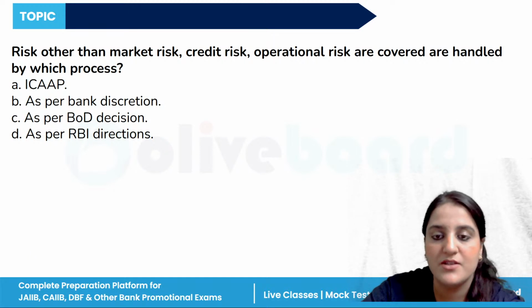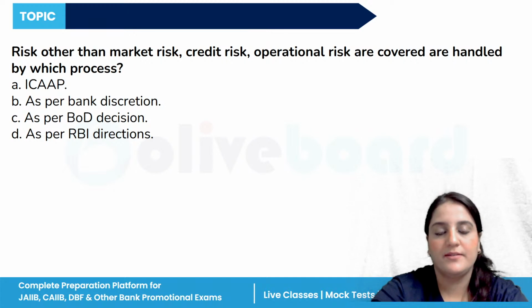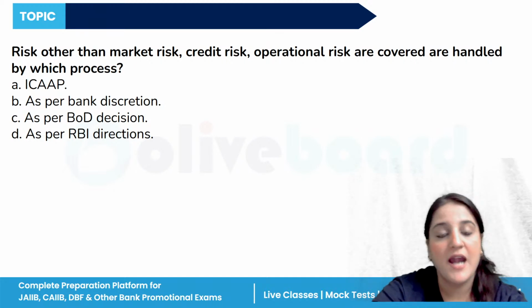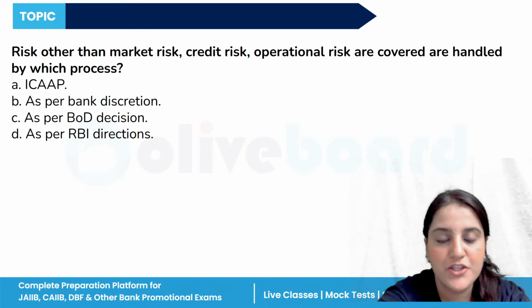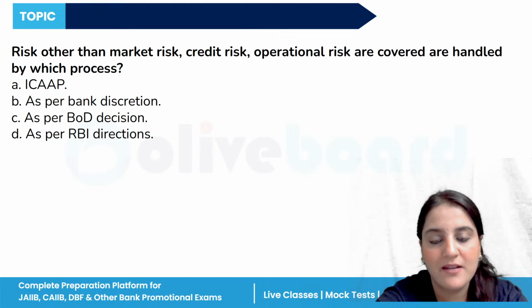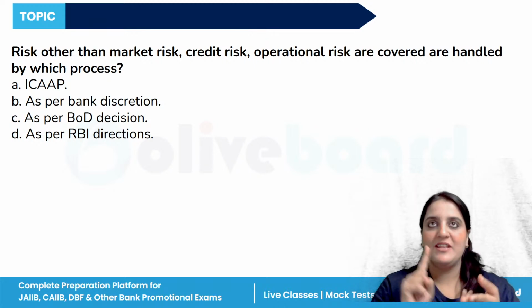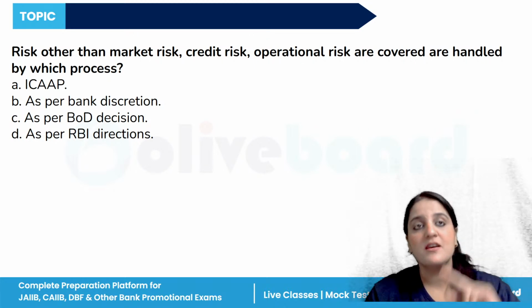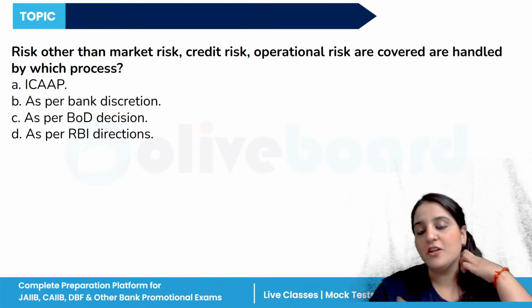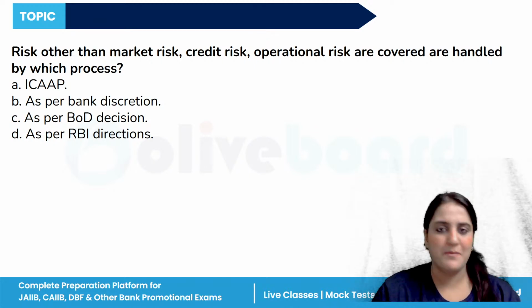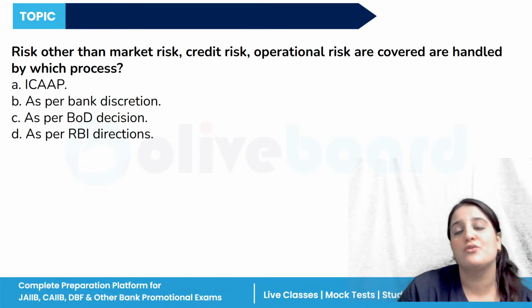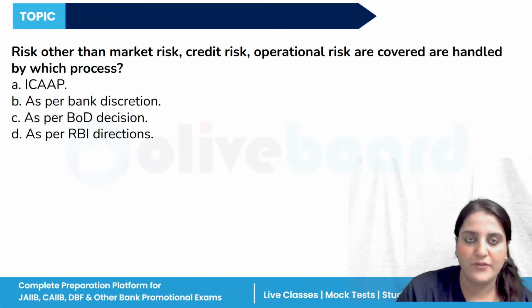Now moving to the next one. Risk other than market risk, credit risk, operational risk are covered under, or handled by, which processes? And you know that here, market risk is when risk occurs due to market fluctuations. Credit risk is when the borrower is unable to repay the loan or the principal amount. Operational risk is due to internal error of the banks.